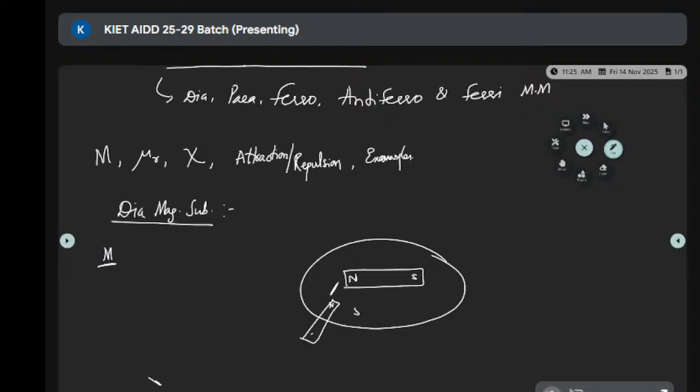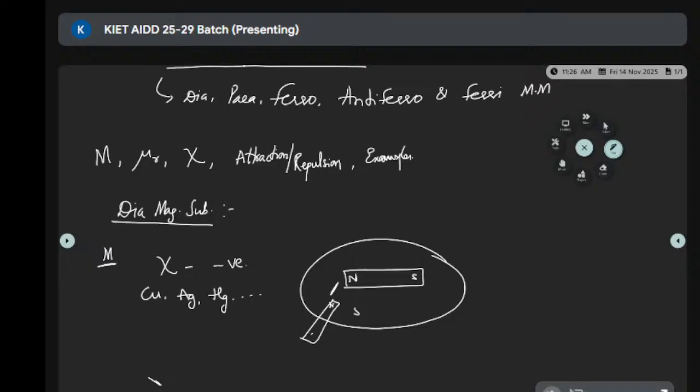Next difference, magnetic susceptibility. The magnetic susceptibility of a diamagnetic substance is negative. When you calculate the magnetic susceptibility value for a diamagnetic substance, it will be negative, and it is independent of temperature as well as external field. Examples: copper. So these are some salient features regarding diamagnetic substances.